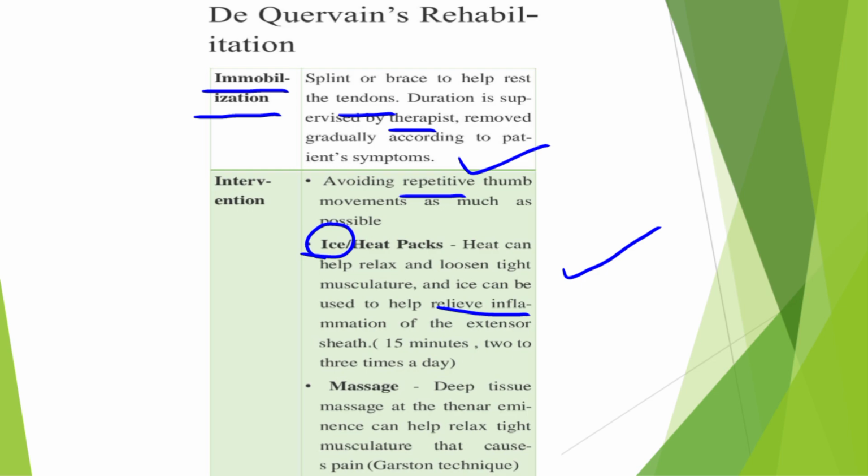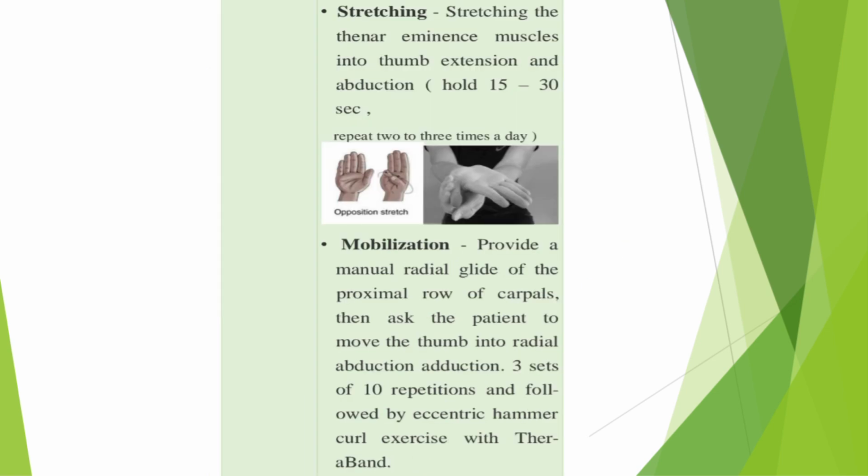Heat can help relax and loosen the tight muscles, and ice is used to relieve inflammation. Deep tissue massage at the thenar eminence can help to relax the tight muscles. Icing, heating and massage. Then we go for stretching. Stretching the thenar eminence muscles into thumb extension and abduction, because these two muscles become tight, so we stretch those tendons. Then we go for mobilization.